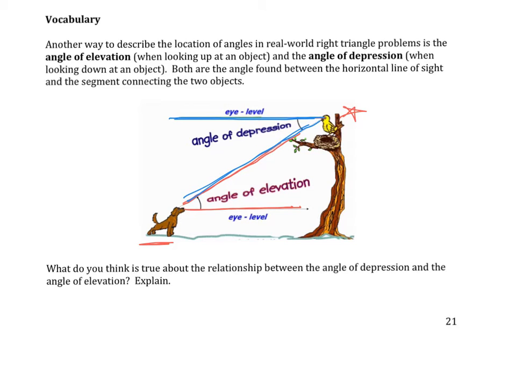So as you can see, you've got two parallel lines, and you've got a transversal caused by the angle of depression, also the angle of elevation. So the question down below is asking, what do you think is true about the relationship between the angle of depression and the angle of elevation? And hopefully you are able to acknowledge that you do have in fact alternate interior angles that are created by the angle of depression and angle of elevation, and as a result you've got equal angles.